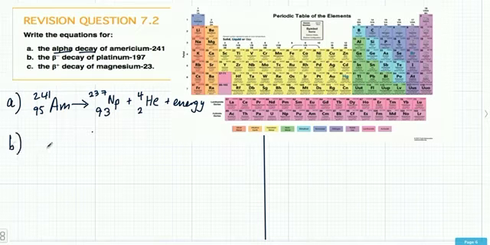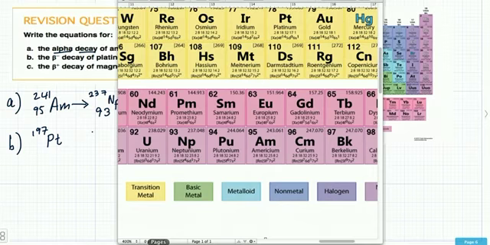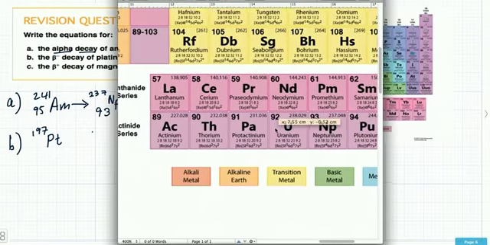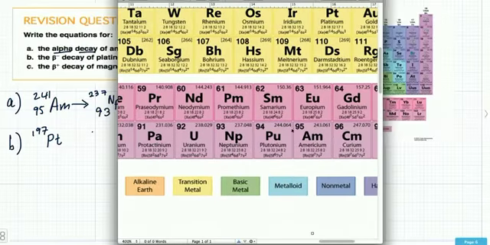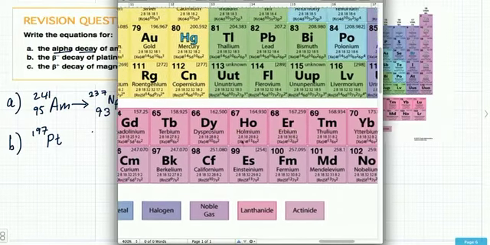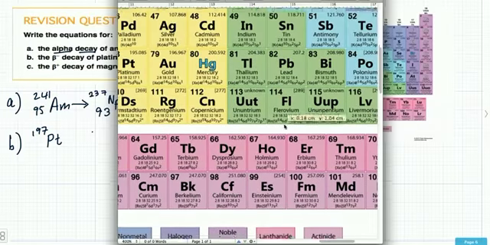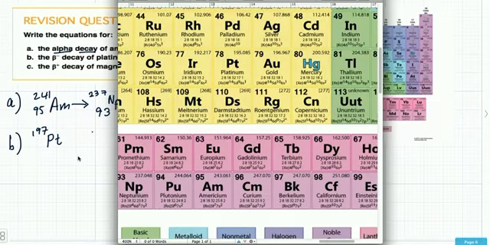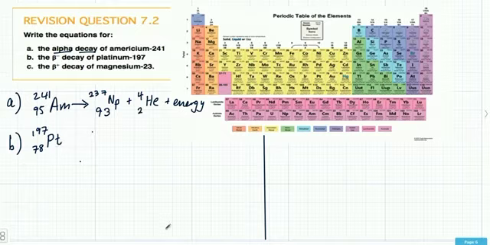So the next one is beta minus decay of platinum. Platinum 197. And you can look over in your periodic table. So use your periodic table to help you because you really need to know the atomic numbers of the various things that you're working with. So I'm going to just look for 197. Where are you, platinum? There you are, 78. And usually it's going to decay into something that's near it on the periodic table as well. So 197 platinum, it's beta minus decay.